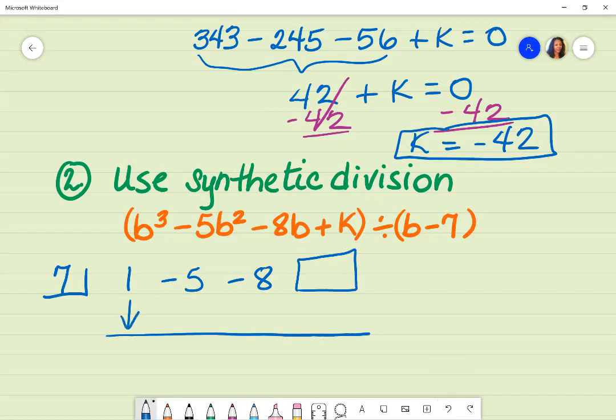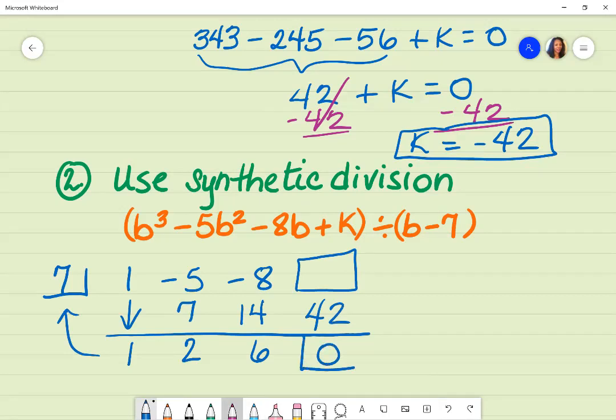First step, bring down your leading coefficient, multiply it times your divisor, then add down. So that's 2. 2 times 7 is 14. Negative 8 plus 14 is positive 6. 6 times 7 is 42. So in order for this to be 0, my k would have to be the opposite sign, which is negative 42, which is the exact same thing that we came up with using the other method.